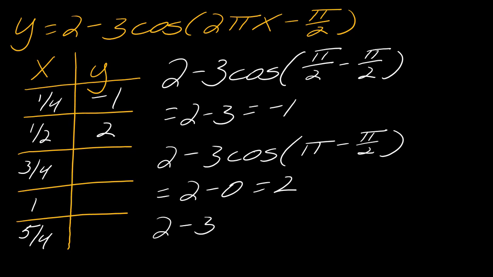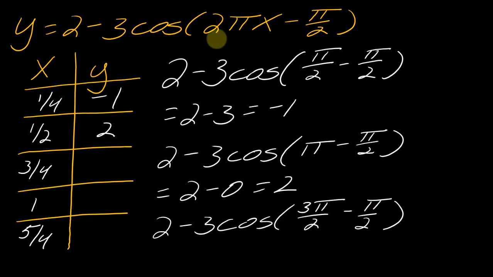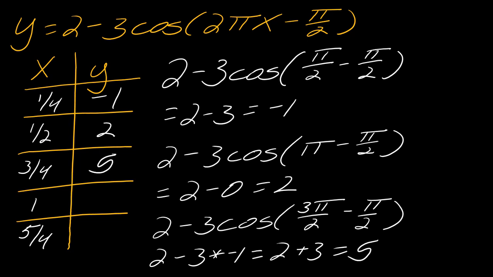And then I've got 2 minus 3 cosine of, let's see, what does this work out to? If I multiply 2 pi times 3/4, that comes out to 3 pi over 2, sorry. Having a brain moment there. So this comes out to cosine of pi. So cosine of pi is -1, so this becomes 2 times -3 times -1. So this is going to be 2 plus 3. So this is equal to 5. Okay, and so if I were to continue on with this, the last values that I'm going to get are 2 and then -1. Okay, so we've got all of our points. So now we can graph.